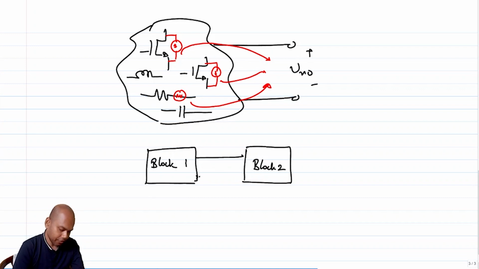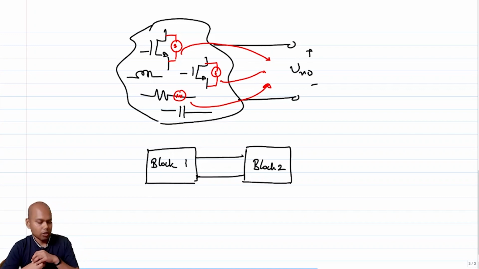So there is some interface between block 1 and block 2. So clearly the design of block 1 and block 2 are not independent of each other, right? Because there might be some input impedance associated with block 2, there might be some output impedance associated with block 1, right? So while designing block 1, you would also need the information of the input side of block 2, and while designing block 2, you would require the information of the output side of block 1, right? So we know this.